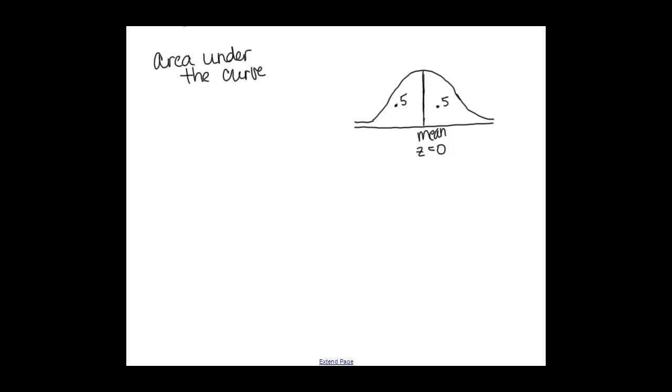Now let's look at area under the curve. The total area under that normal curve is always going to add up to be 1. And so we know that the mean is right in the middle. So half of the area is going to fall to the left of the mean, or below the mean, and half of the area will fall above the mean, or to the right of the mean.